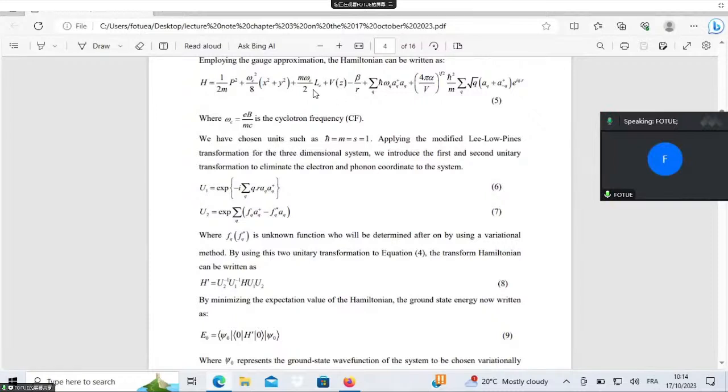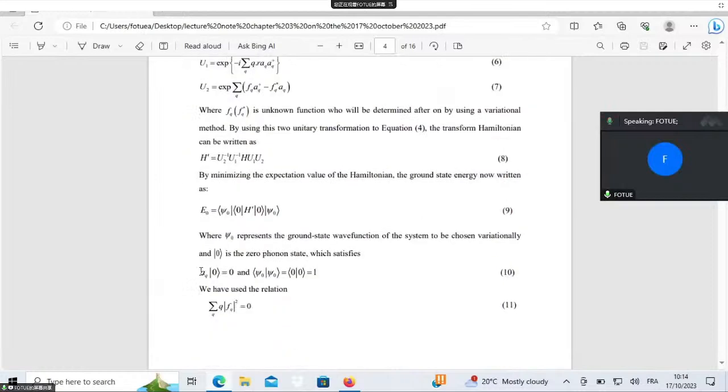This ground state energy is obtained by means of the ground state wave function. This ground state wave function is taken as ket 0 and phi 0. This phi 0 represents the electronic part of the wave function, and this 0 represents the phonon vacuum state.